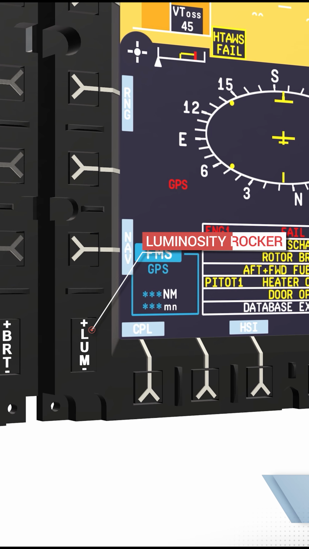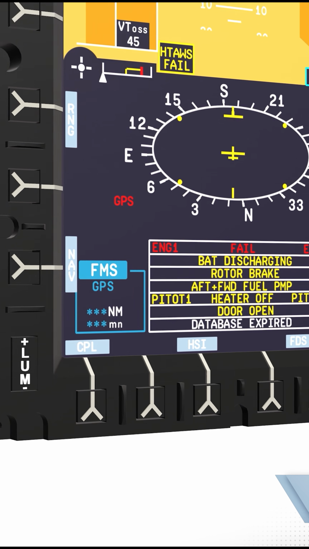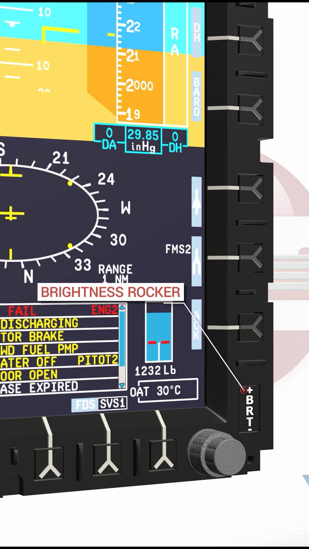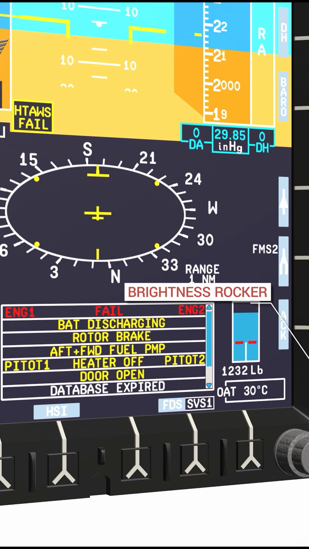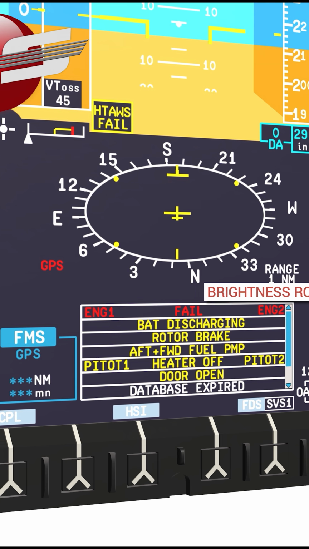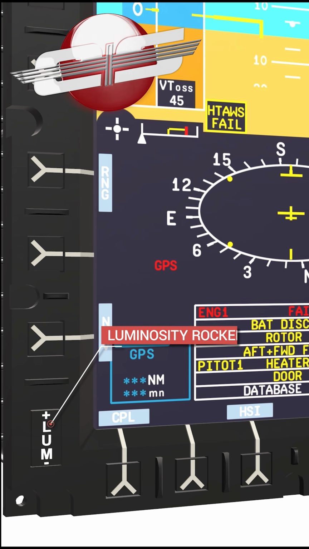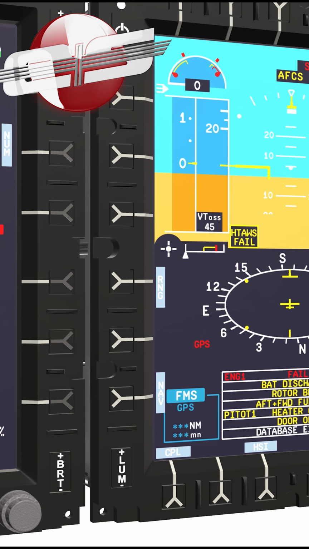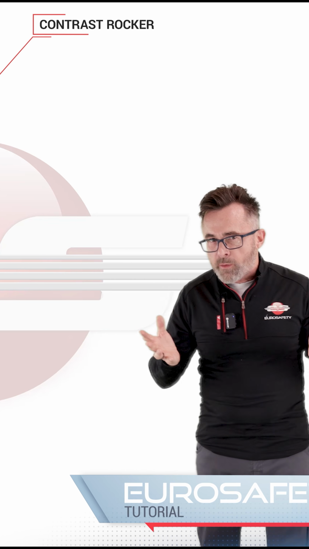The luminosity rocker in the lower left corner changes the overall screen brightness. Now, the brightness rocker in the lower right corner brightens or dims the picture overlays only. For instance, the digital map, the weather picture, any video, and electronic flight bag pages. But it doesn't change the screen's backlight. So the luminosity rocker is your overall backlight for the whole display, and the contrast rocker changes how strongly the symbols and text stand out against the background.